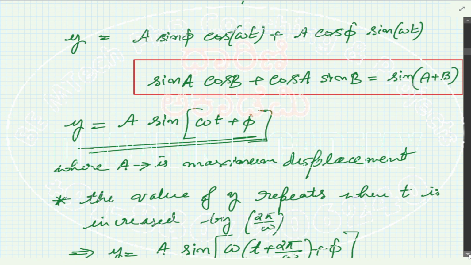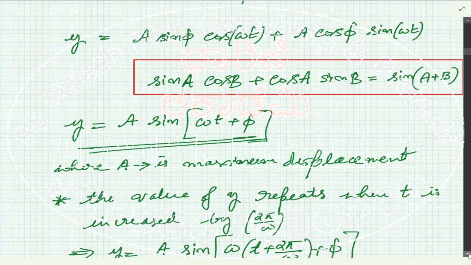Now another trigonometric identity is there. This is called sine of a plus b. If I have two angles inside and I want to take the sum of them and then take the sine value of that, then I can calculate it individually using the sine and cosine values of the two angles. So sine of a plus b is sine a cos b plus cos a sine b. Using that equation, I can write y is equal to A into sine of omega t plus phi. So this is the solution of the differential equation which we started with.